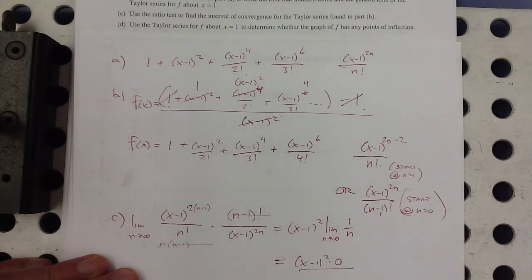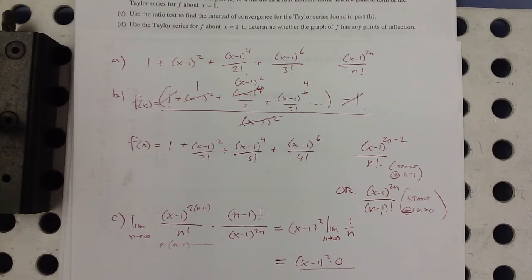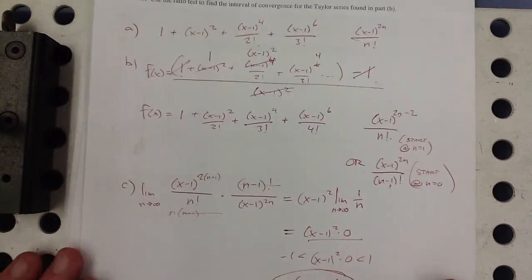And that's always in between. What values of x make x minus 1 squared times 0 in between negative 1 and 1? All values of x, because when you multiply by 0, that's going to be 0. So it converges everywhere. That's what that means when you get a 0 in there. It means it converges everywhere. That's nice. Don't have to check the endpoints.